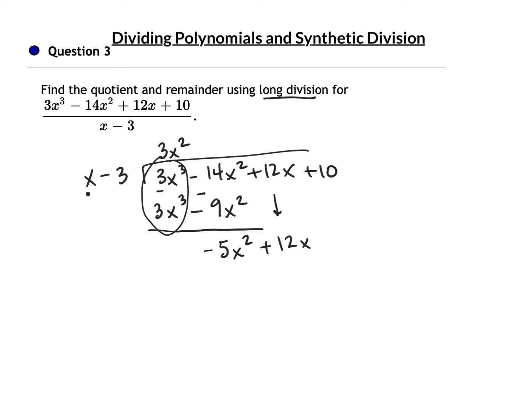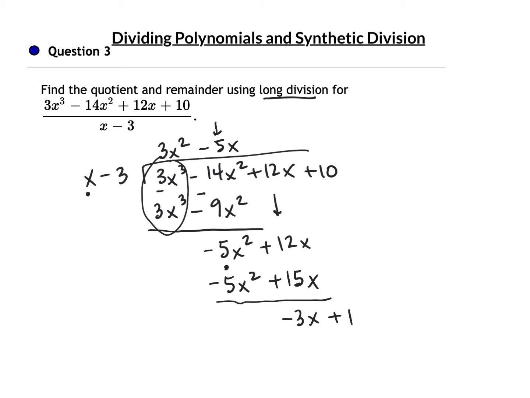Now we're taking x times something up here to get negative 5x squared. Well, x times negative 5x is negative 5x squared. And I multiply. Negative 5x times x minus 3, and you have to distribute. Negative 5x times x is negative 5x squared. Negative 5x times negative 3 is positive 15x. Now, just like regular long division, we subtract. 12x minus 15x is negative 3x.